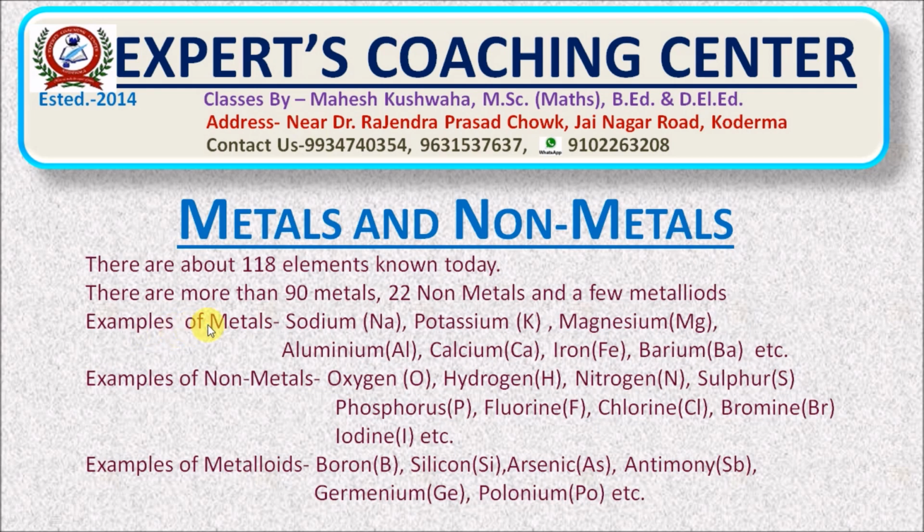If we take examples of metals, we have got sodium, potassium, magnesium, aluminum, calcium, iron, barium, etc. Similarly, non-metals: oxygen, hydrogen, nitrogen, sulfur, phosphorus, fluorine, chlorine, bromine, iodine, etc. Talk about metalloids. We have got boron, silicon, arsenic, antimony, germanium, polonium, etc.